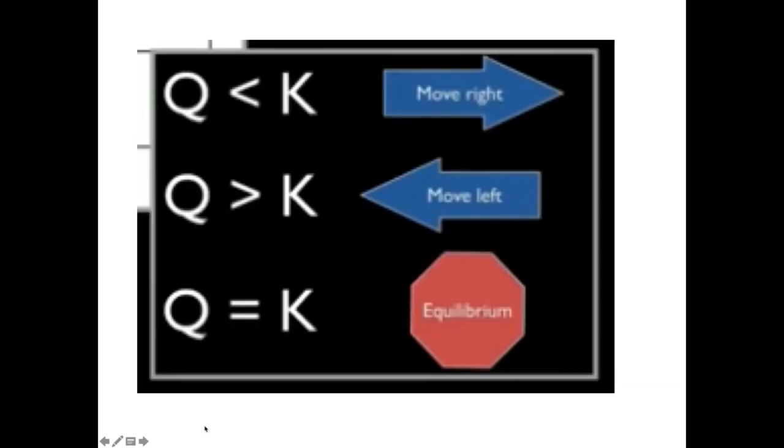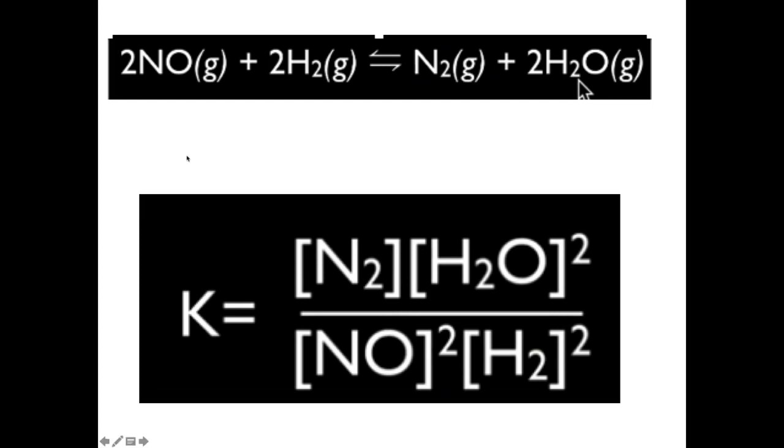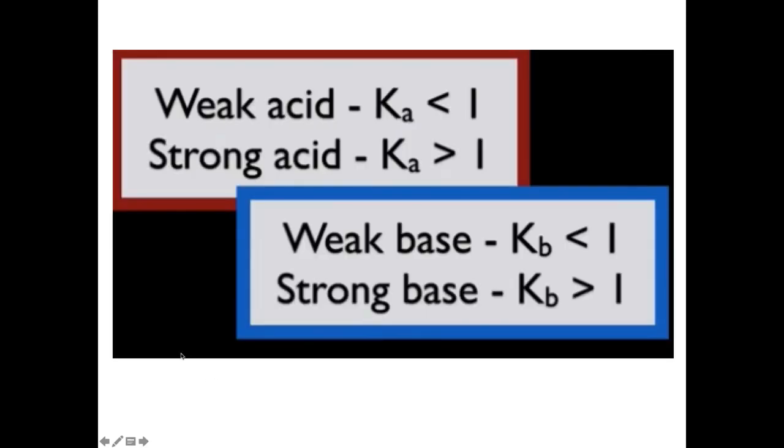We've talked about Q and K, so this is just a repeat of that. If Q is less than K, the reaction is going to shift to the right. If Q is greater than K, it's going to shift to the left. If Q equals K, then it's at equilibrium. So we have 2NO plus 2H2 in equilibrium with N2 plus 2H2O. This is what the K equation would look like since all these are gases. The same process works with acids and bases.